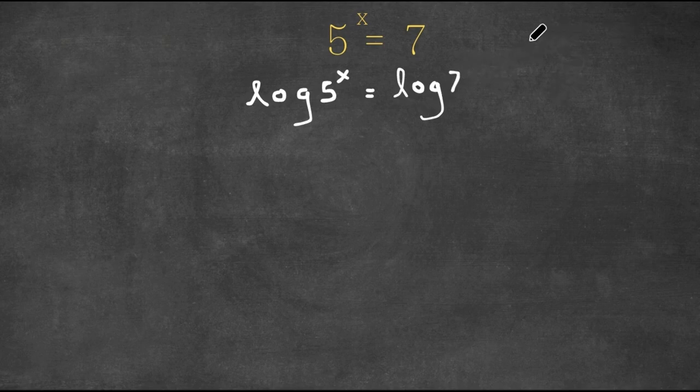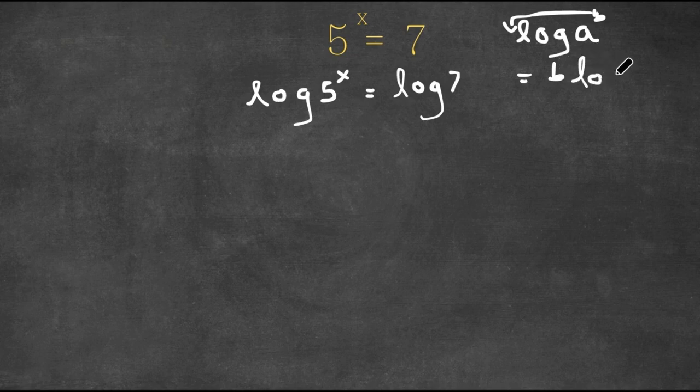Now, an important property of logarithms is, let's say we have log a to the power of b. The power property of logarithms states that we can move this exponent, b, to the front of the logarithm. So this would equal b times log a. So in this case, log 5 to the power of x, we're going to move the x to the front of the logarithm, because think of x as b.